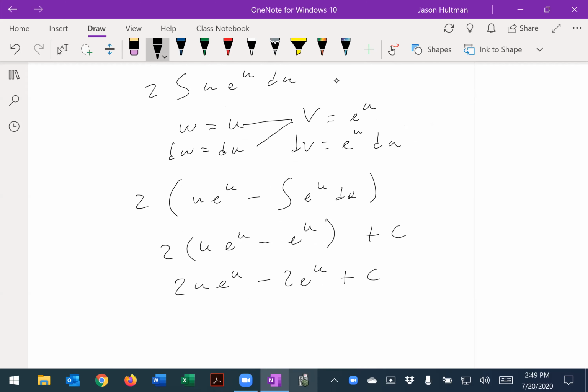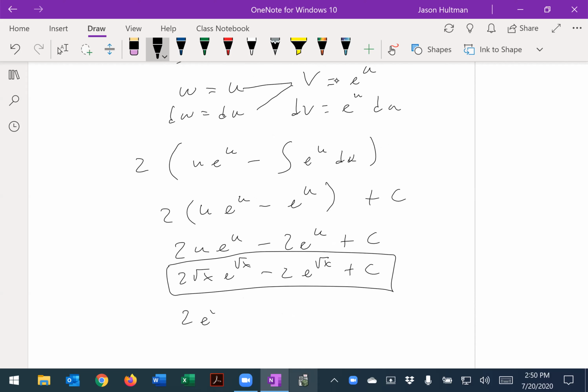And now we just have to sub back in for what u was. What was u? It was radical x, right? 2 radical x e to the radical x minus 2 e to the radical x. If I really wanted to, I could factor out, I didn't have to multiply it out. It doesn't matter. We could leave it like this, or we could factor out what they have in common, and that's 2 e to the radical x times radical x minus 1 plus c. So either way is fine.